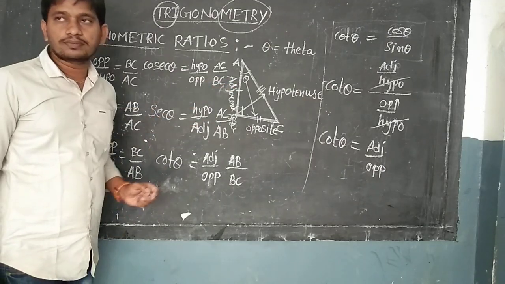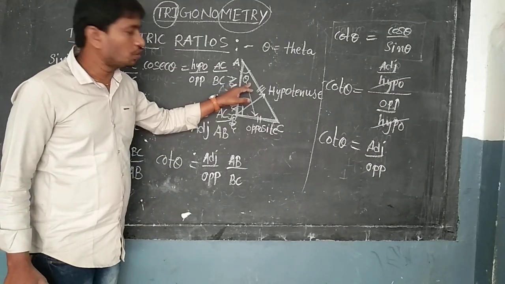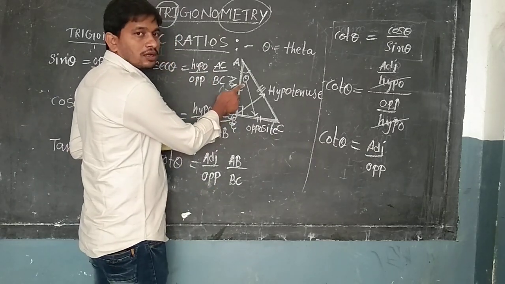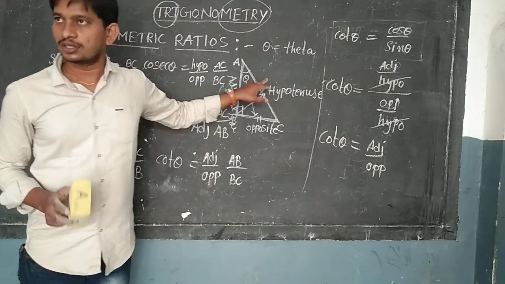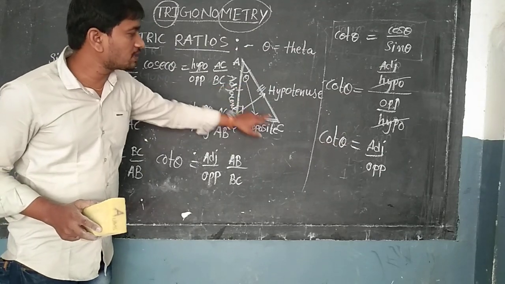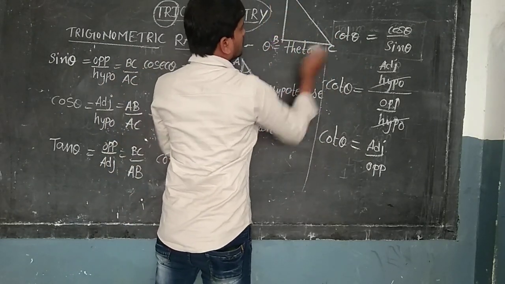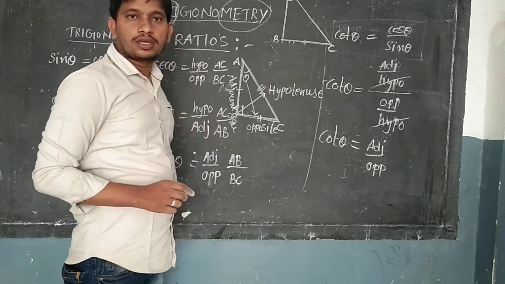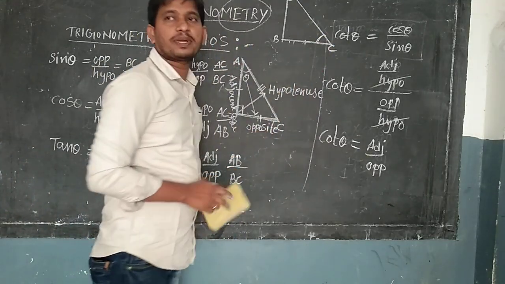Okay, suppose I replace the position of angle theta with respect to C. Initially we have taken the position of the angle with respect to A. Now let's suppose I replace angle theta with respect to C. For example, you see A, B, C. In the first case, we have taken angle theta at A. Now in this case, let me take the angle with respect to C.